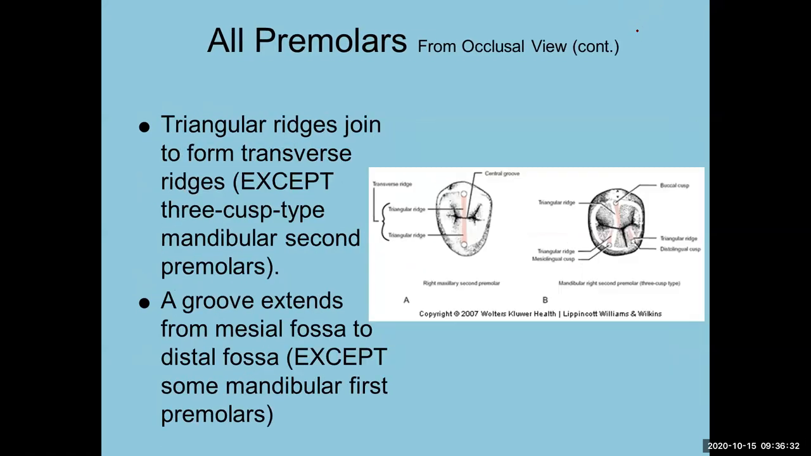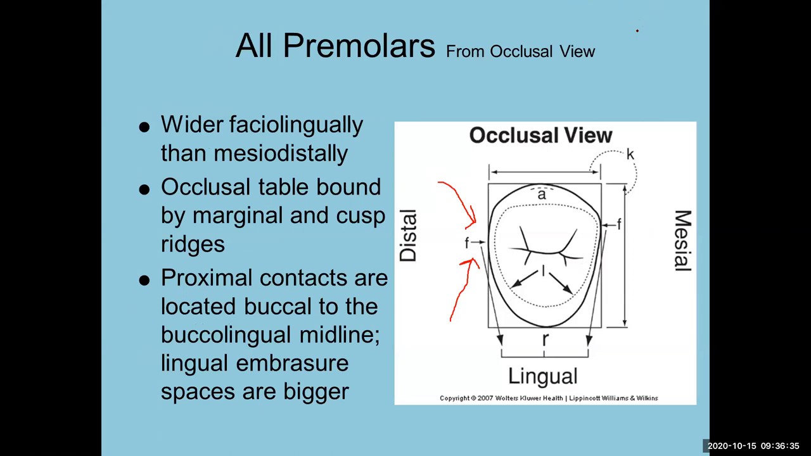Because the facial embrasure space is smaller. The lingual embrasure space is larger. The teeth are narrower on the lingual. So that means the embrasure space is larger on the lingual. You can reach things from the lingual better than you can reach things from the facial if you're trying to get directly interproximally. You just got more space.